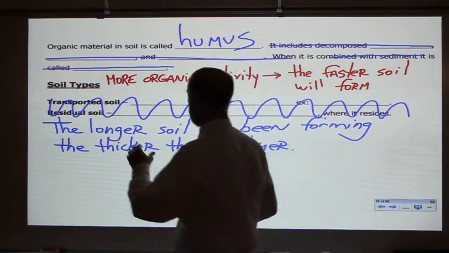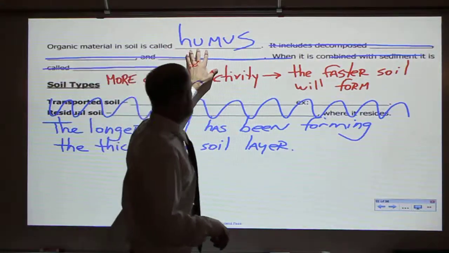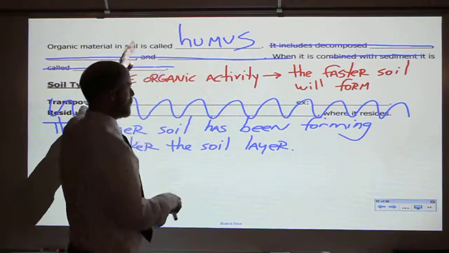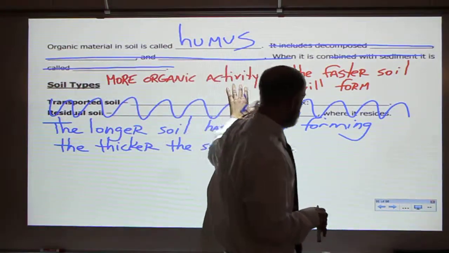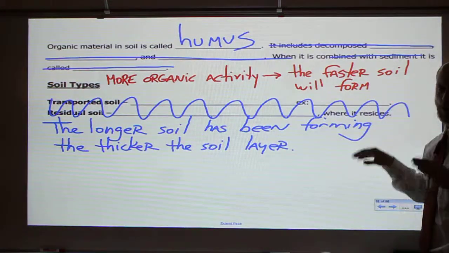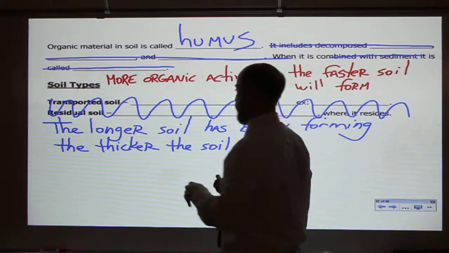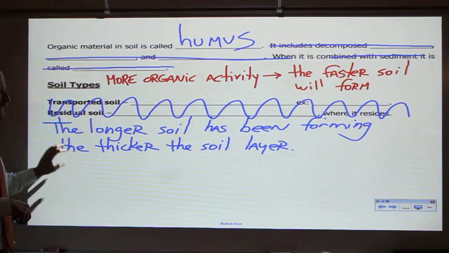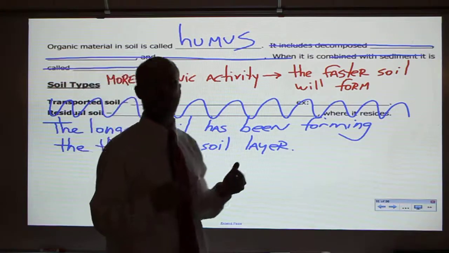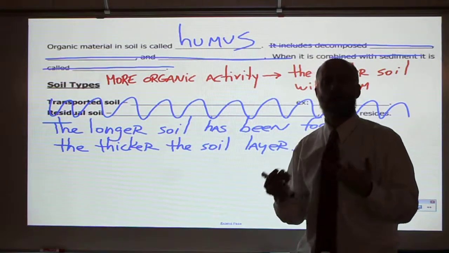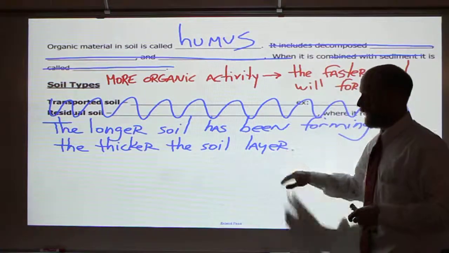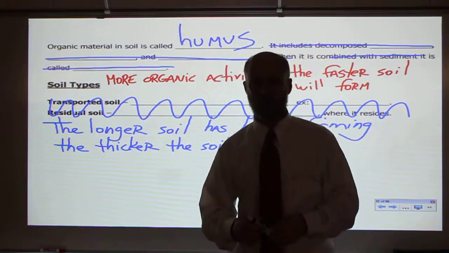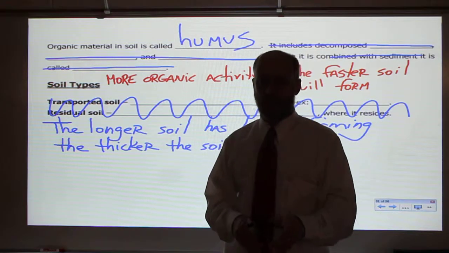Okay, organic matter in soil is called humus. I crossed some stuff out just to adjust this. The more organic activity that exists at the surface, the faster soil will form. Know that fact, that's key. And the longer soil has been forming, the thicker the soil layer. Usually that makes sense, unless there's been some kind of erosional event to take it away. But barring that, more time, thicker soil layer. I'm going to stop this episode now.